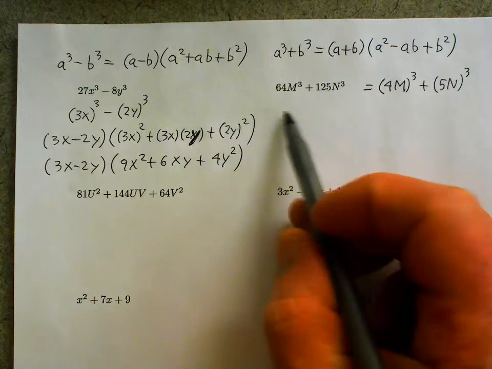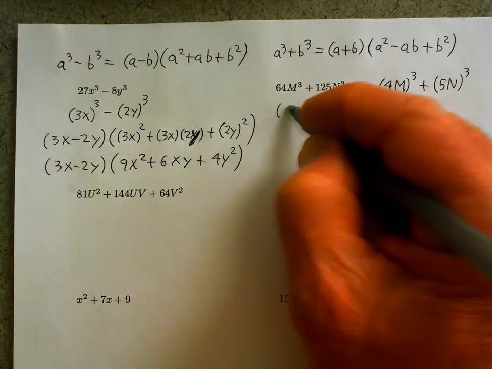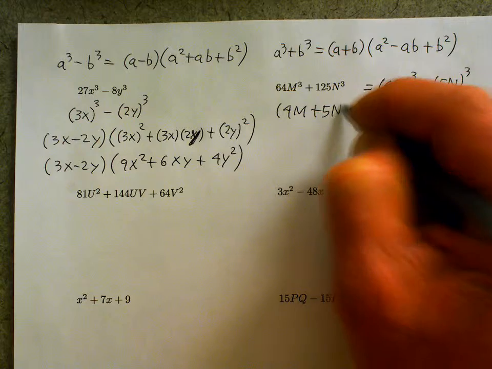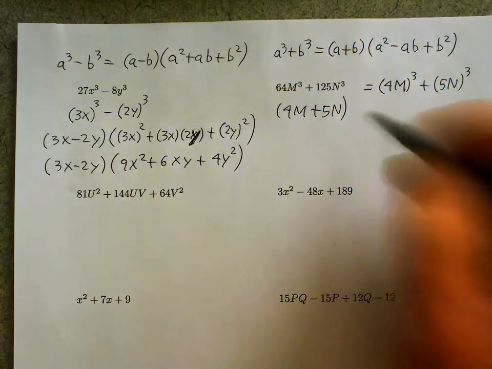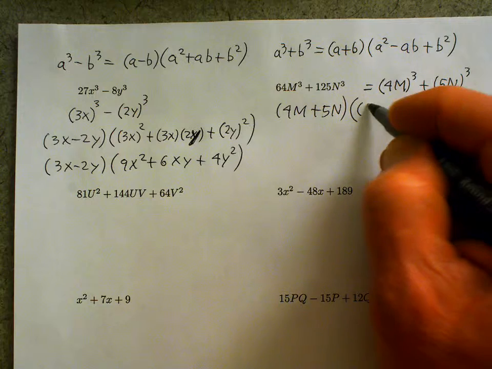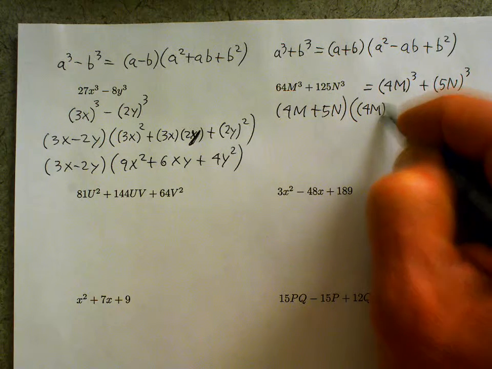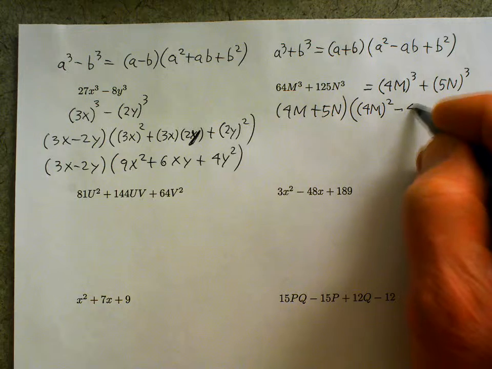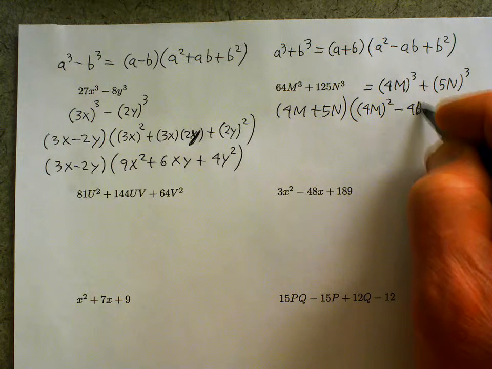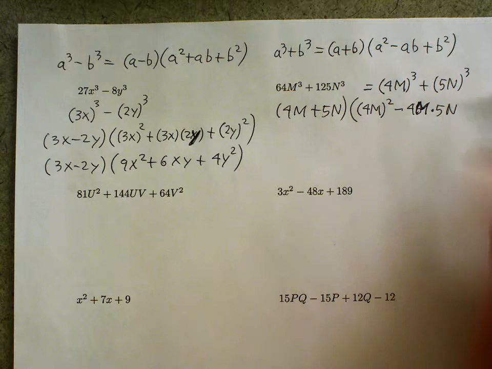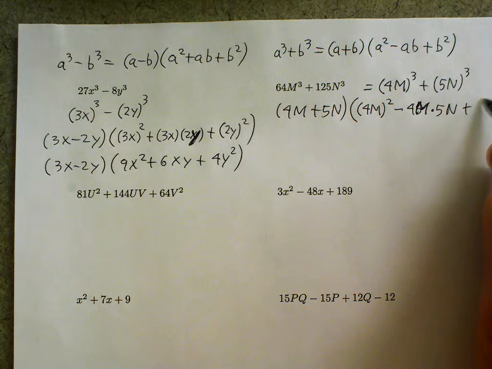Okay, so our binomial factor is 4m plus 5n. In the trinomial, the first term, we square the term 4m. Then we subtract 4m times 5n, and then we add what we get when we square 5n.